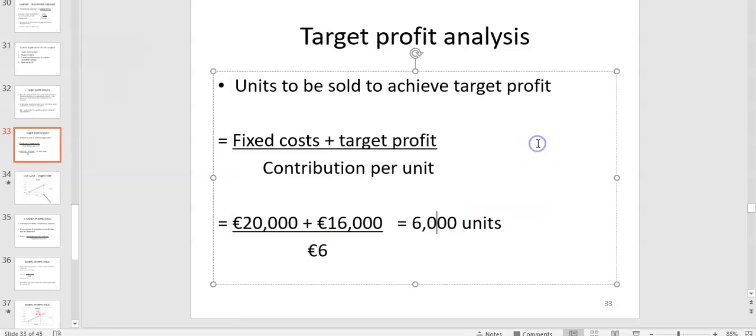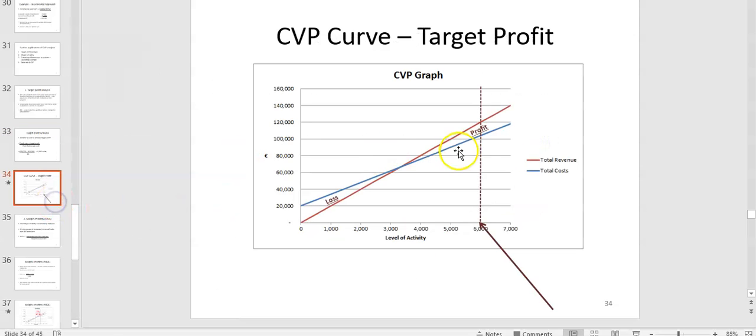So again, always think about it, don't jump into it. We can see here at the 6,000 units, that's where your profit comes from. And you can do that for any amount of profit. If I want to make a profit of 20,000, how many units do I need to sell? It's quite a practical one, but what students often do in that regard is they forget to include the fixed cost as well. Not only do you need to make your target profit, but you also need to cover your fixed costs initially. So without doing that, you're not going to get the correct answer.